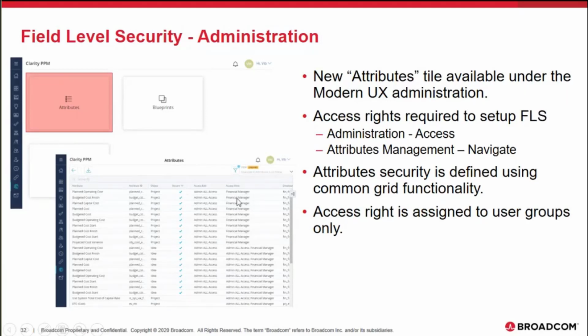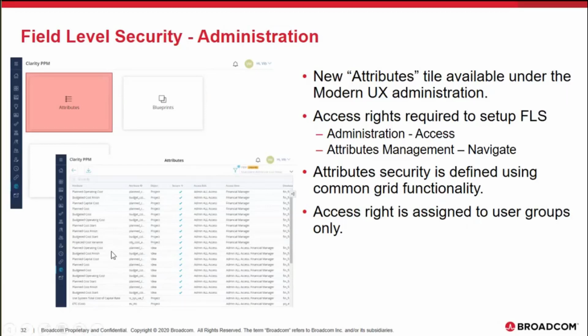The attributes piece is using the common grid functionality. So the same functionality that we are all used to using, which is an Excel-like layout. You have the options to add columns into your view. You can save your views. You can filter down specific attributes that you want to secure or be able to see which attributes are secured. Access right is assigned to individual user groups. You can assign rights to one or multiple user groups.